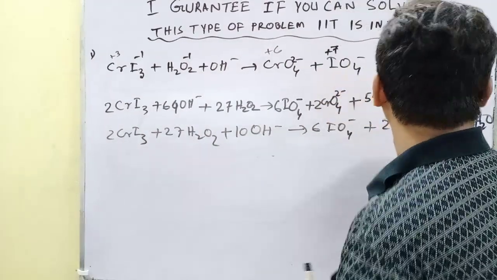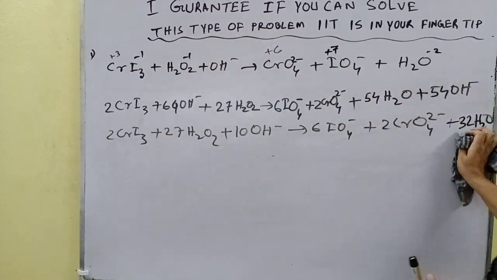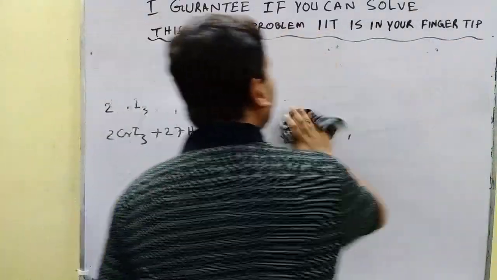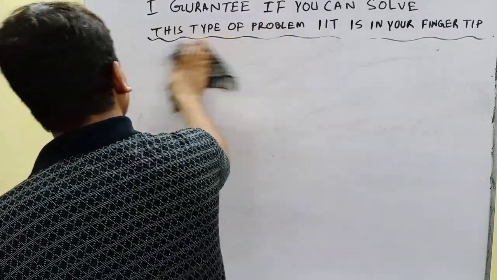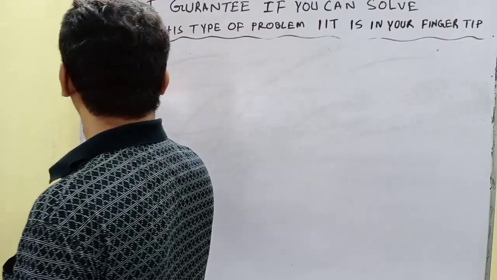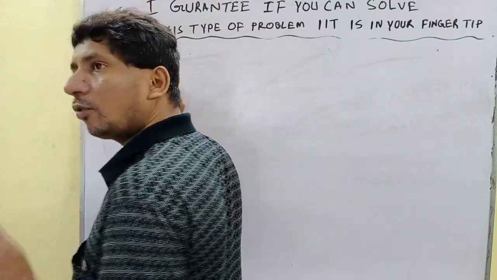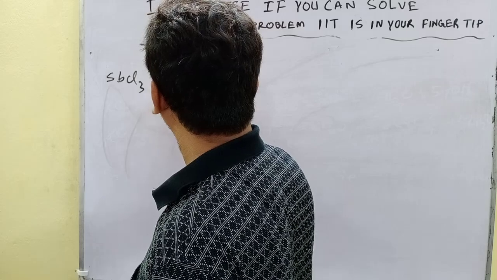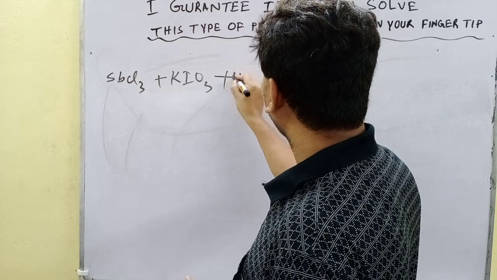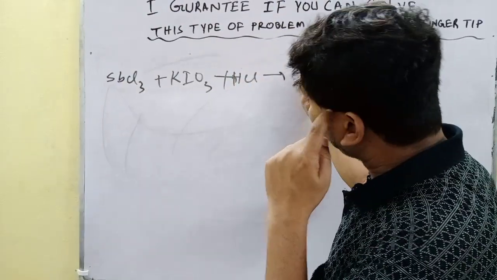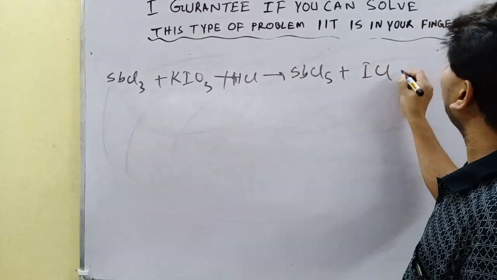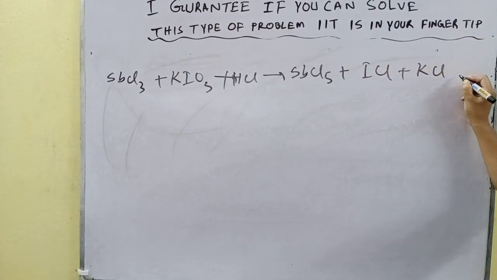Now the second one, I am taking the second one. SbCl3, from here KIO3, plus HCl was there, HCl. From here we have SbCl5 plus ICl plus KCl plus water. Okay.